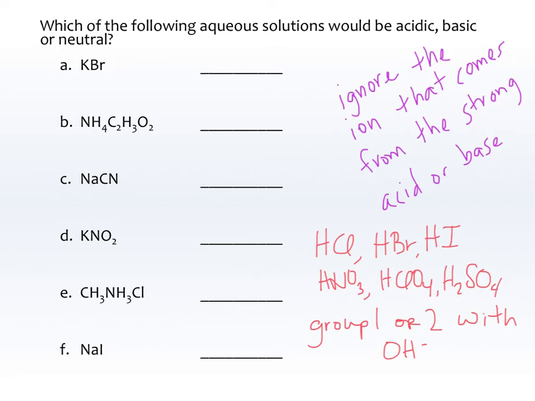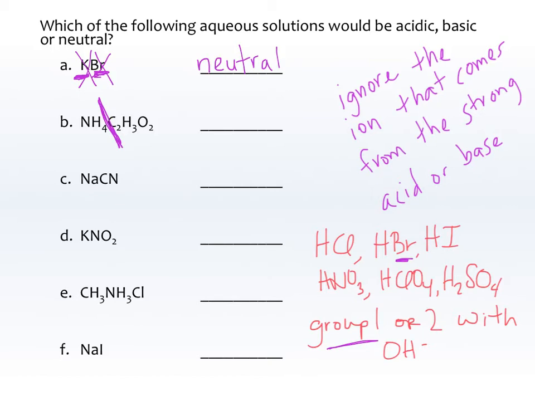So if we look at KBr, we see that K is group 1 or 2, so that K comes from a strong base. We ignore it. We also see Br, which comes from HBr, so that's strong, so we ignore it. If we're ignoring both the K and the Br, then overall, because it's strong, this will be neutral. Let's look at the next one, NH4C2H3O2. Notice where it cuts in half. We've got NH4 plus and C2H3O2 minus.